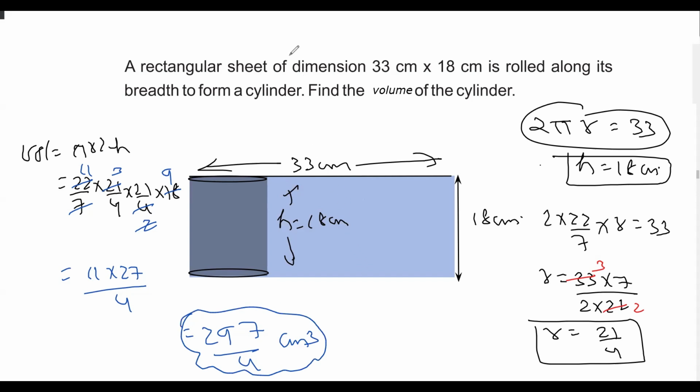Right. So if in case they are asking you to find the curved surface area, then it's going to be 2 pi r h, and we have 2 pi r as this and h as this.